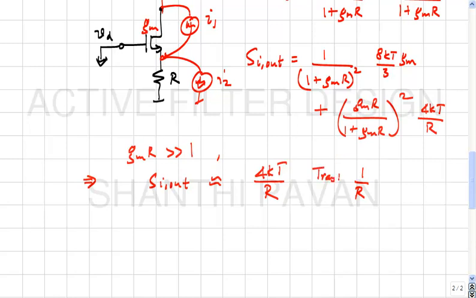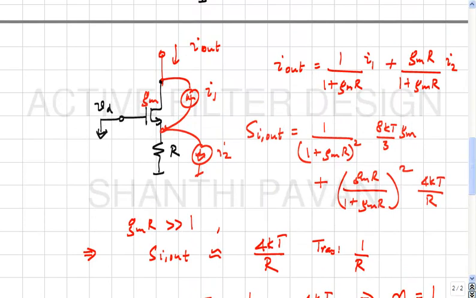So, what is the excess noise factor? What is the definition of excess noise factor? Four KT eta into the transconductance, which is 1 by R, must be the actual noise which is coming out, which is 4 KT by R. So, eta is 1. Does it make sense? Okay. So, again, what do we see? We see that the noise of this transistor is largely unimportant as long as GMR is much greater than 1. You understand?